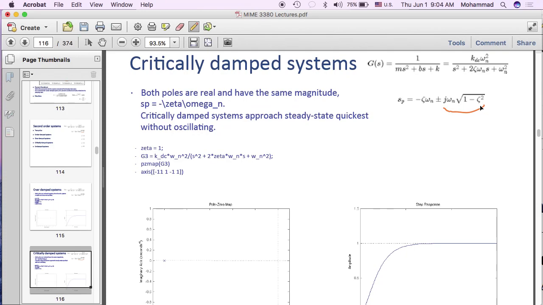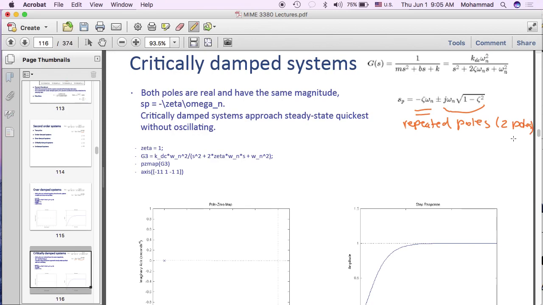But this is a second order system, so it has to have two poles. So what can we say? The system has two poles, but they're both located at the same place. So you have a pair of repeated poles. You have two poles, but they're located at minus zeta omega n. So repeated poles. It's still two poles.